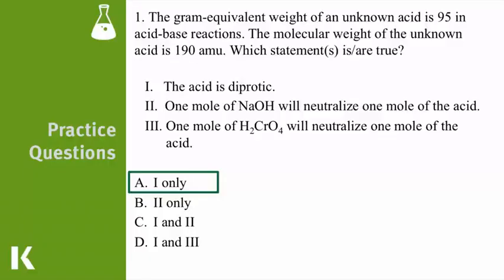And for that reason, we can eliminate Roman numeral number 2 because 1 mole of a monoprotic base will not be able to fully neutralize our diprotic acid. And Roman numeral number 3 is incorrect because even though it did give us a diprotic acid, it's an acid, so it won't be able to neutralize our unknown acid.